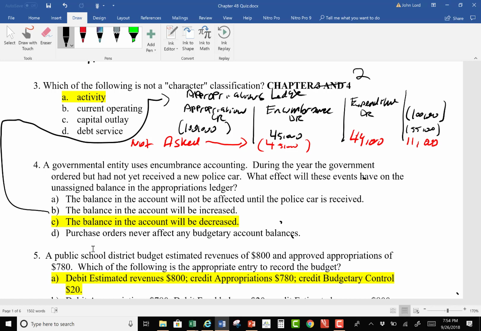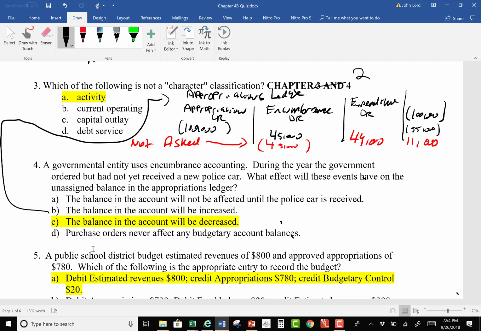Okay. Now the problem says during the year I ordered the goods but had not yet received the new police car. What effect will it have on the unassigned fund balance? So what am I supposed to do now? I come to the end of the year, the stuff isn't here yet. I call them up, I say, hey, where's my police car? They say, sorry, it's on its way. It'll be there in March. What am I going to do? Arrest them? Okay, so what do you want me to do now?